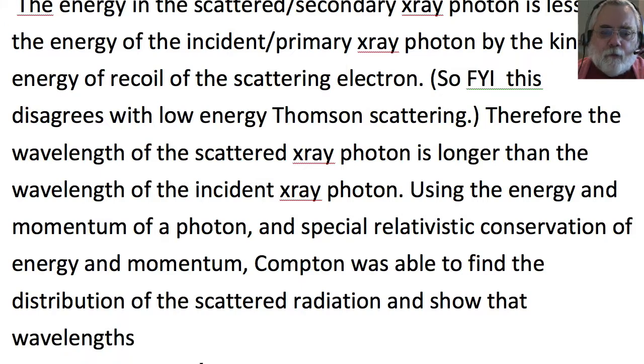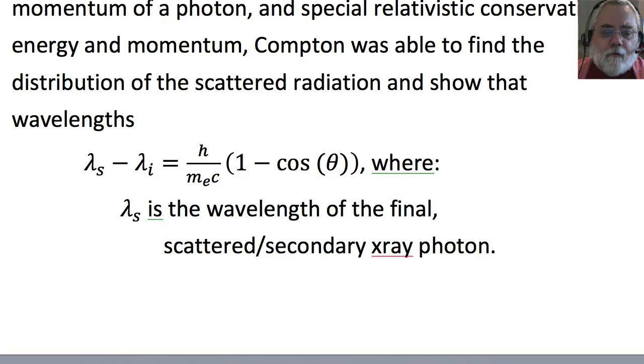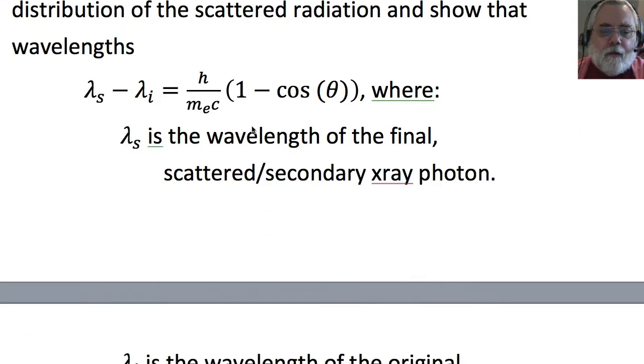Using the energy and momentum of a photon and special relativistic conservation of energy and momentum, Compton was able to find the distribution of the scattered radiation and also show that the wavelengths, scattered minus incident, the difference between them has this form, where h is Planck's constant, m sub e is the mass of the electron, c is the speed of light, and theta is the angle that the scattered photon makes with respect to the incident photon.